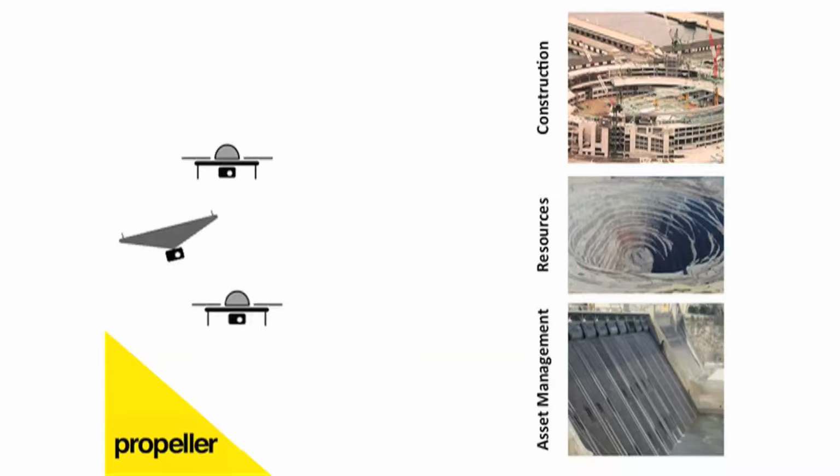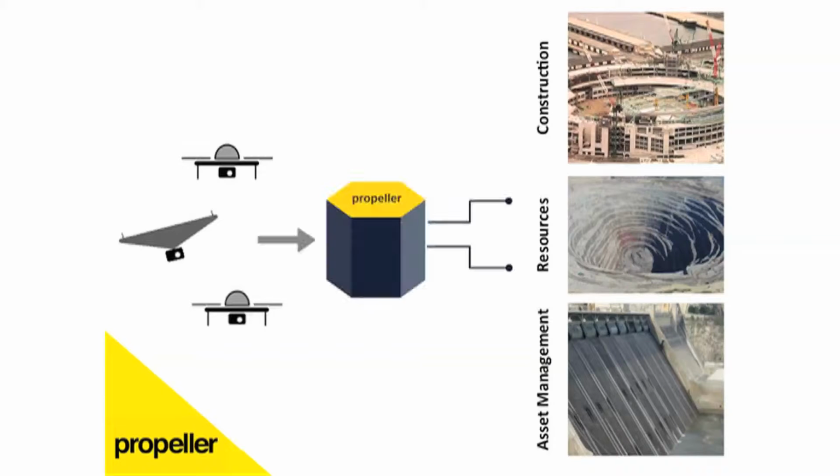Propeller fixes this. Propeller takes raw data from drones, the raw imagery, and we turn it into meaningful outputs and give the users all the tools they need to turn that into actual end value in their browser. It's very simple and it looks like this.